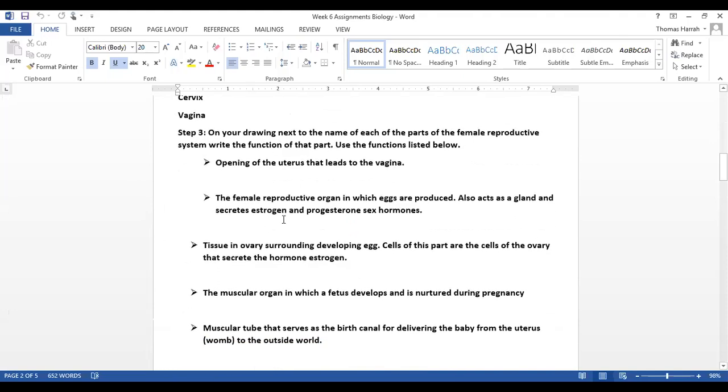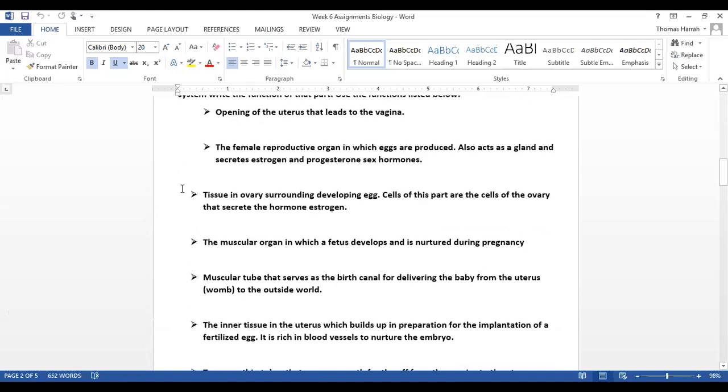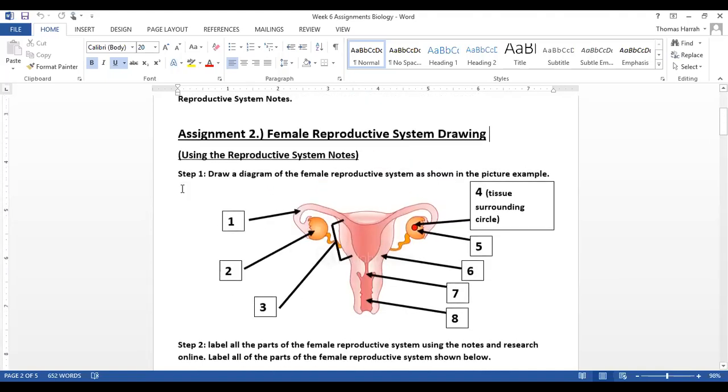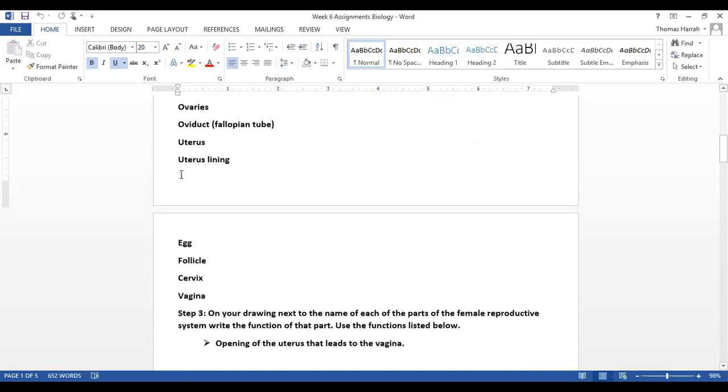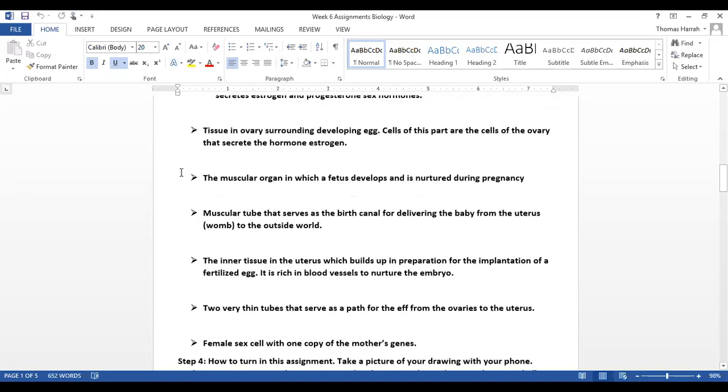So somewhere you have to match up these functions with the names of the parts. So opening of the uterus that leads to the vagina, the female reproductive organ in which eggs are produced. You need to match up those to the parts and write it next to the name of the part on your diagram. So that's step 3.